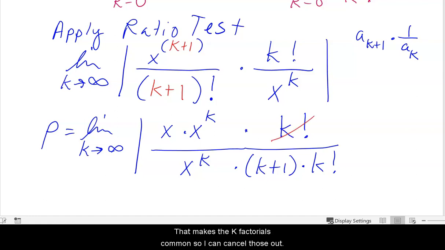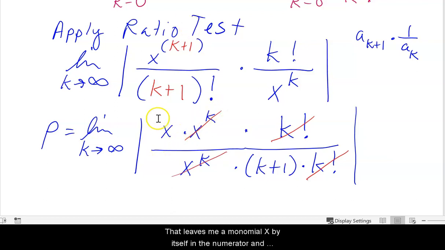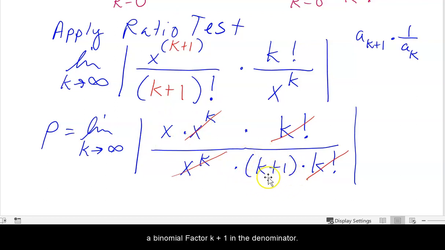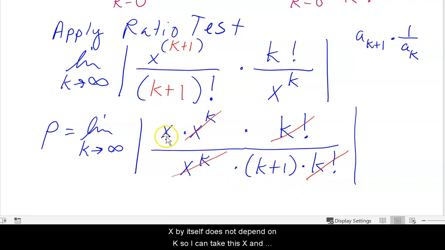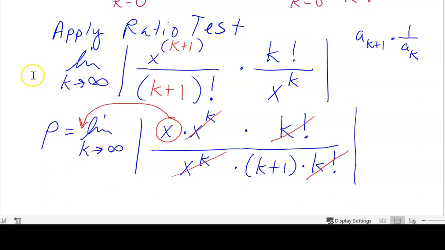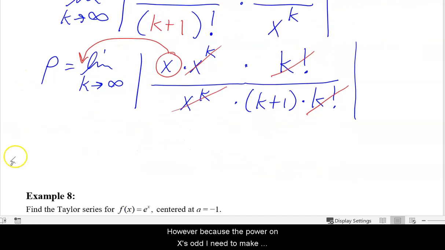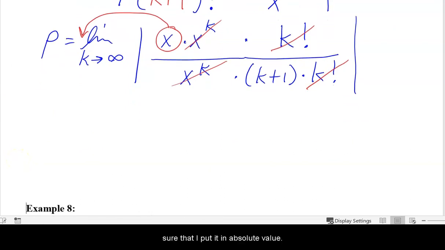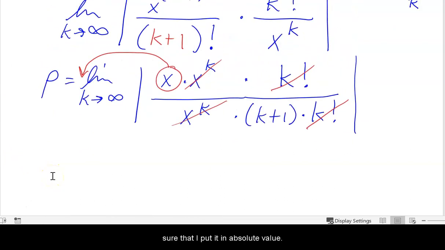That makes the k factorials common, so I can cancel those out. I also have a common factor of x to the kth power, so those cancel. That leaves me a monomial x by itself in the numerator and a binomial factor k plus 1 in the denominator. X by itself does not depend on k, so I can take this x and factor it out of the limit. However, because the power on x is odd, I need to make sure that I put it in absolute values.